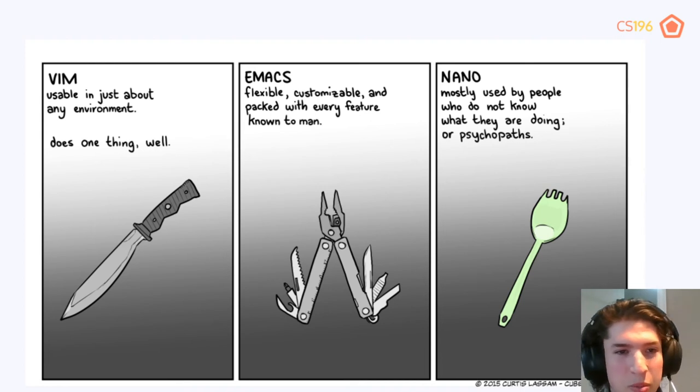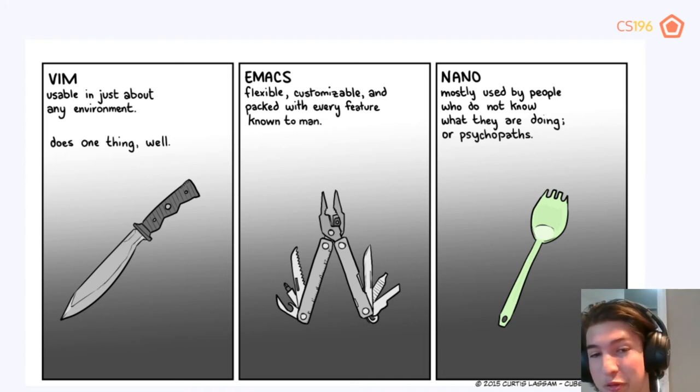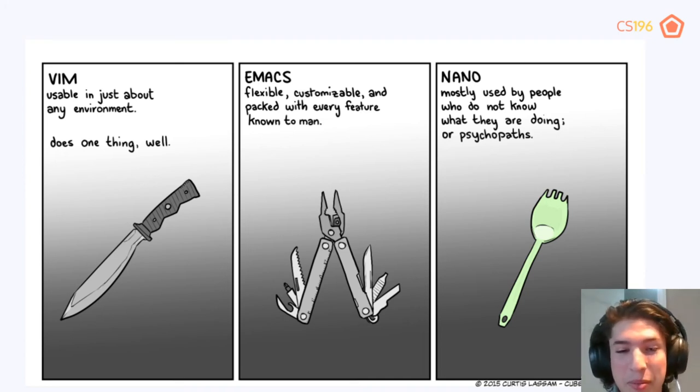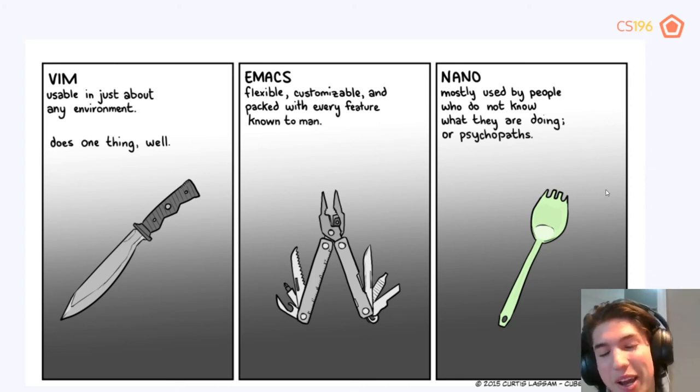So Vim, usable in anything, does text editing really well. Emacs can do literally anything. There's so many things that you can do in Emacs. Also, unfortunately, there's infinite things you can do in Emacs. So sometimes you have to start memorizing those or learning them. And then Nano is Nano.